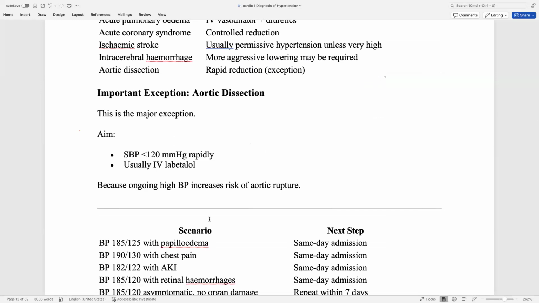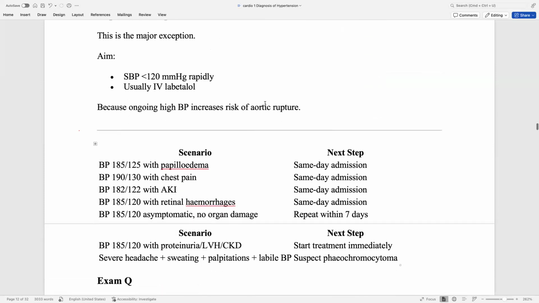And usually the aim is systolic below 120, rapidly. That is why in this patient we can give labetalol, a moderate or high dose, to prevent aortic rupture.